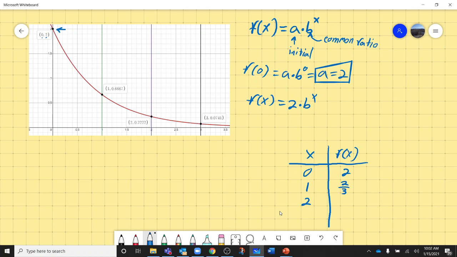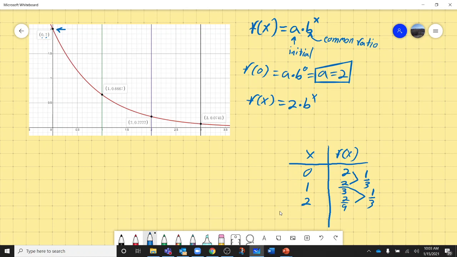0.2222, that's 2/9 as a fraction. And let's just go from there and see if we can get our third point, if it makes sense. Okay, so to get from 2 to 2/3, I would multiply by what? 2 times what is 2/3? If you don't know off the top of your head, you can use a calculator to do this. You would just do 2/3 divided by 2, and that will give you your ratio. This would be 1/3. 2 times 1/3 is 2/3, and then 2/3 times, again, 1/3 is 2/9.